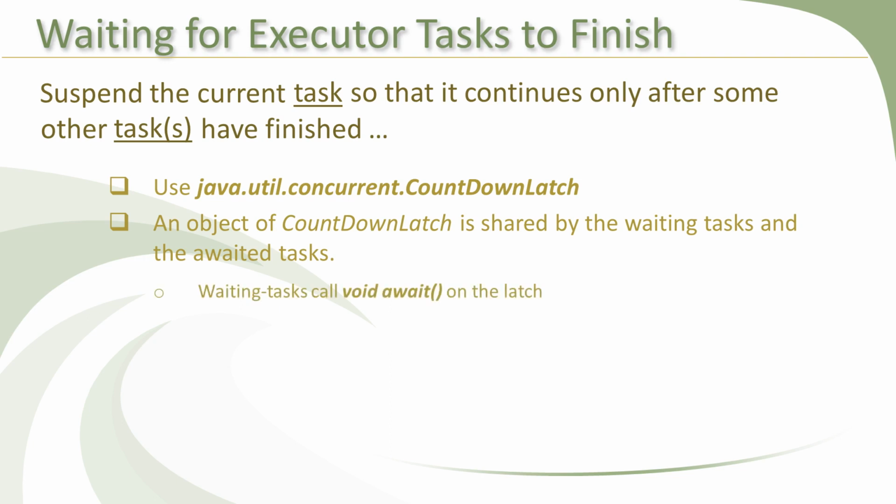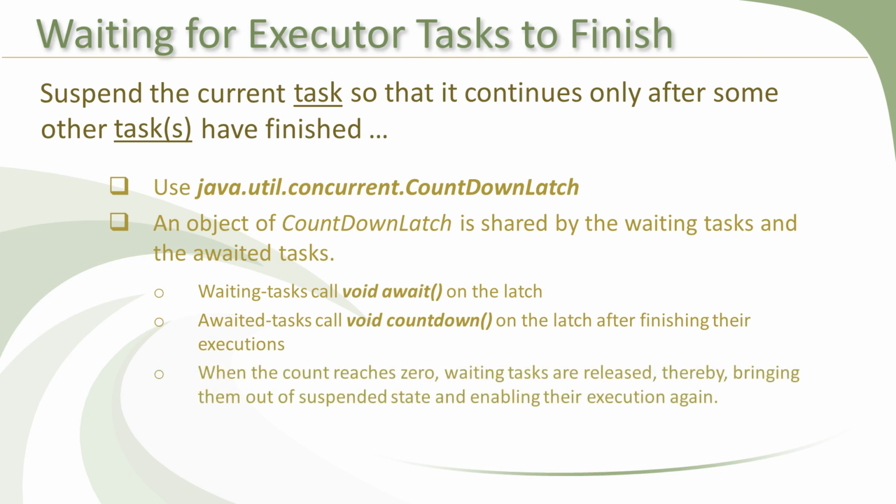All the waiting tasks call the await method on this latch. The await method blocks till the time the count in the latch becomes 0. So, the execution of all the threads that have called this method is suspended. Secondly, all the tasks that are being waited on call the method countDown on this latch after they have finished their business. Each invocation of the countDown method decrements the count in the latch by 1.